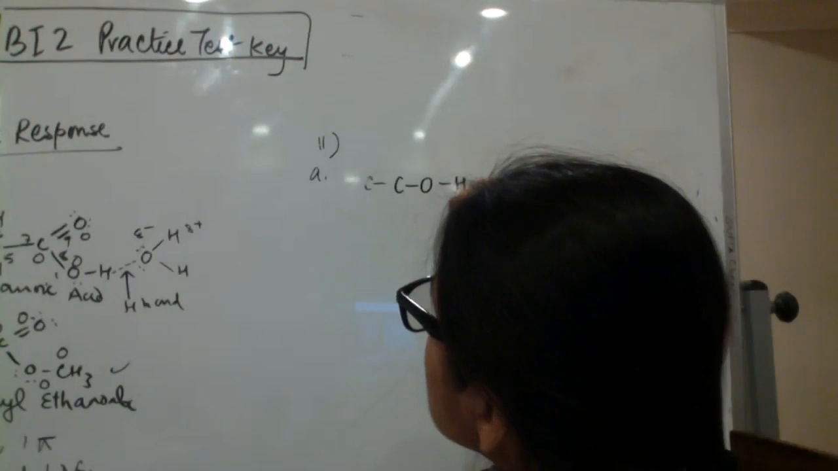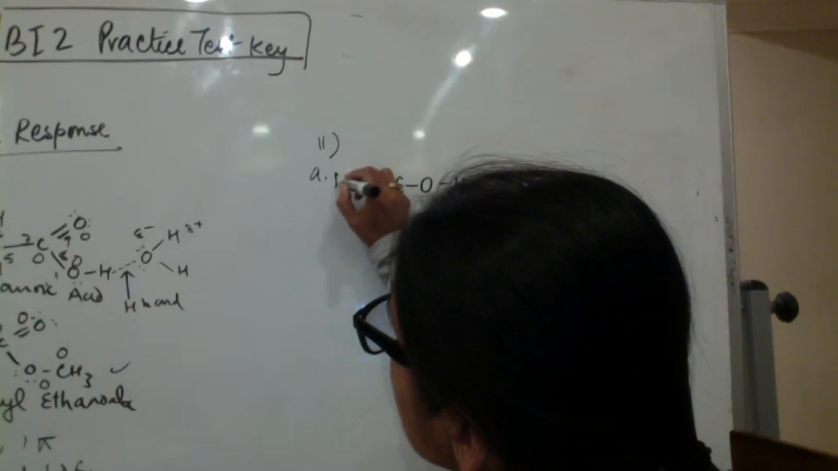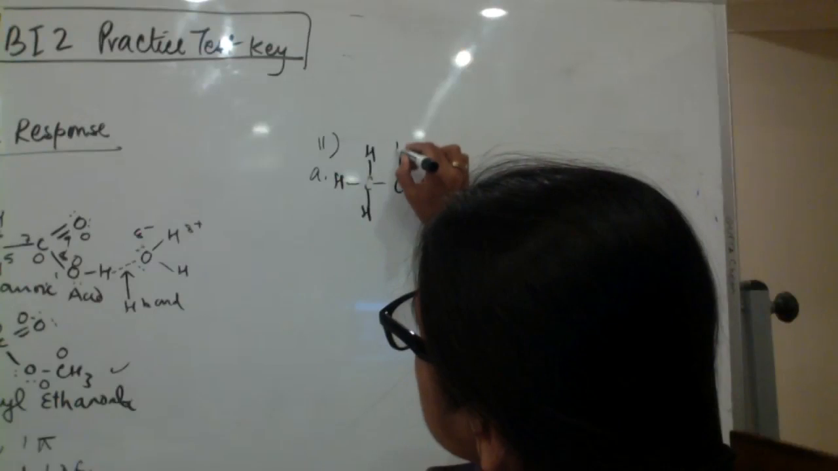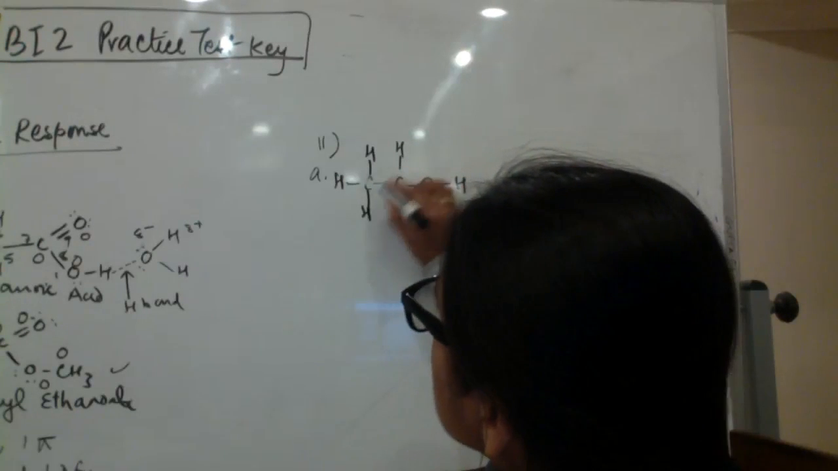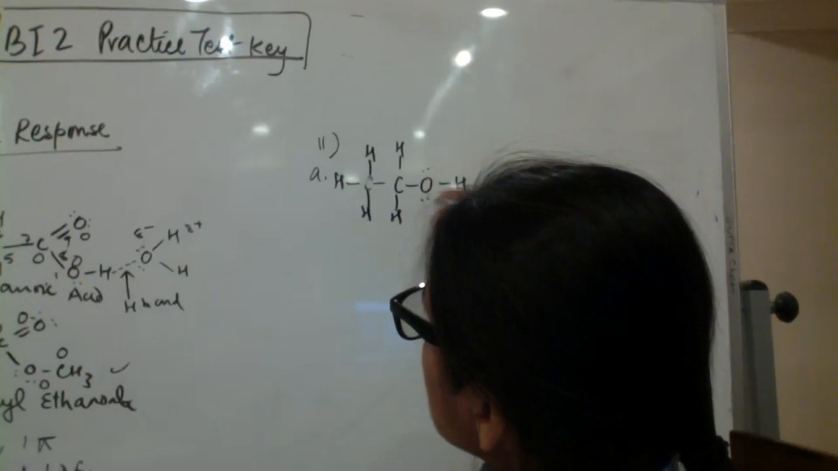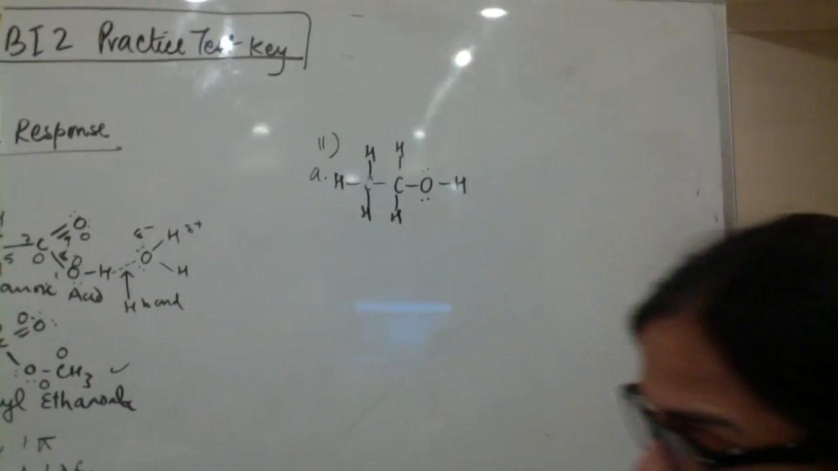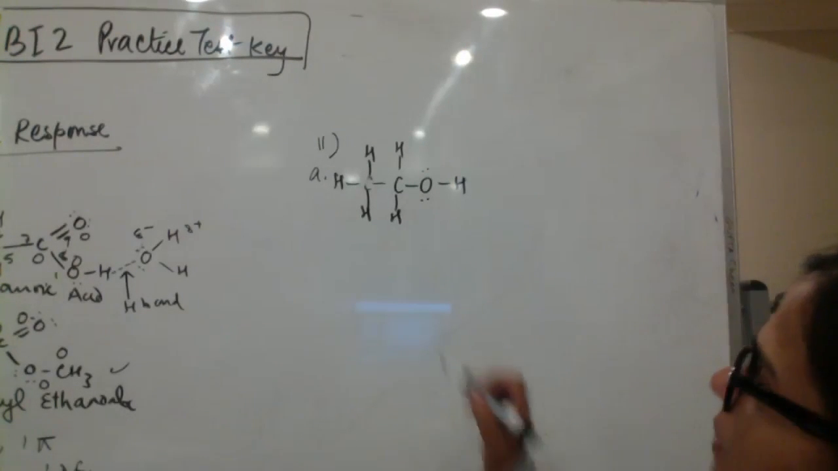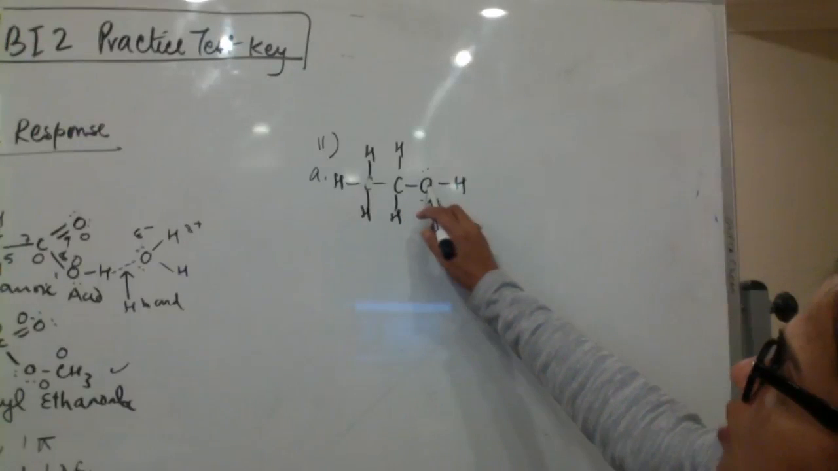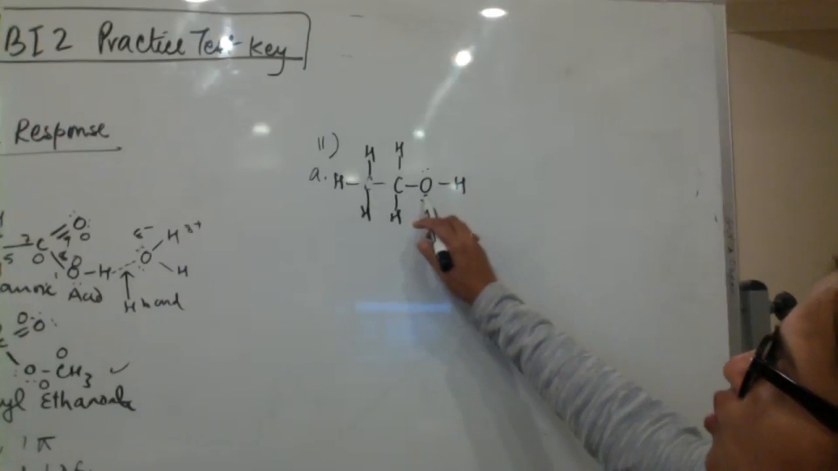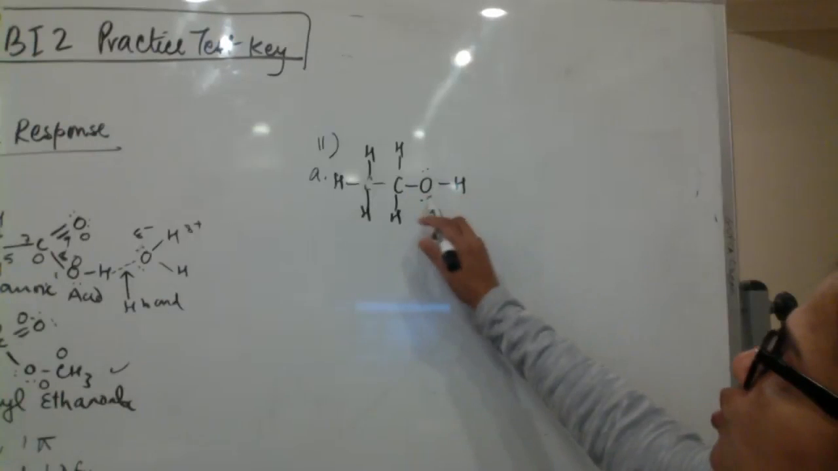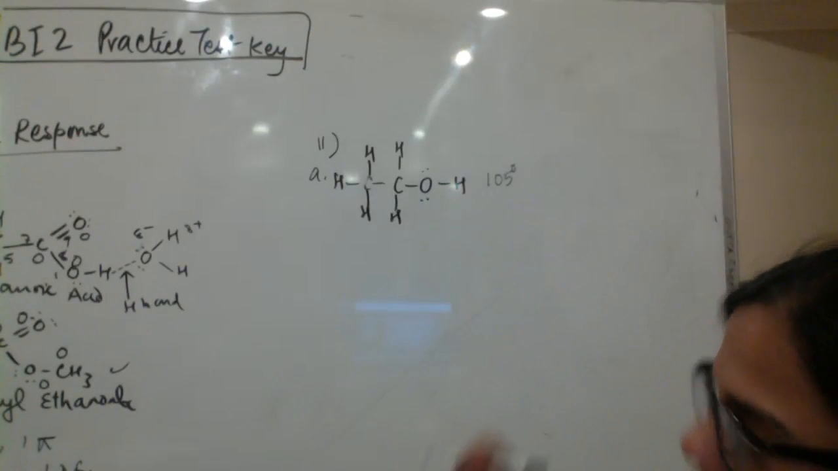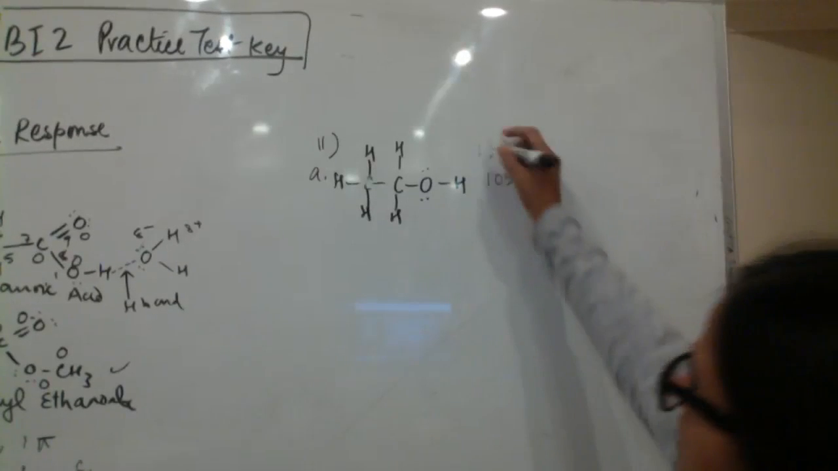When you draw these, the only trick is to remember each carbon has 4 valencies, and you must make sure they have 4 valencies or a complete octet. So that is the electron dot diagram for C2H5OH. Approximately the C-O-H bond angle: there are 2 lone pairs, so it's AB2E2, so it's 105 degrees. That is B.